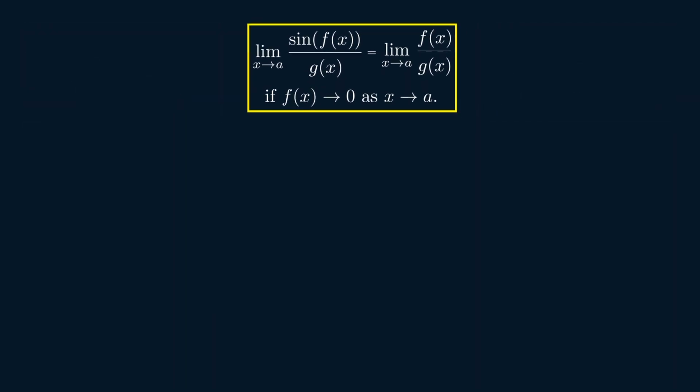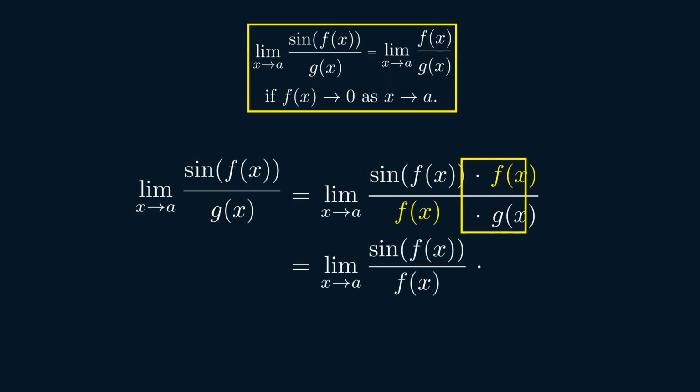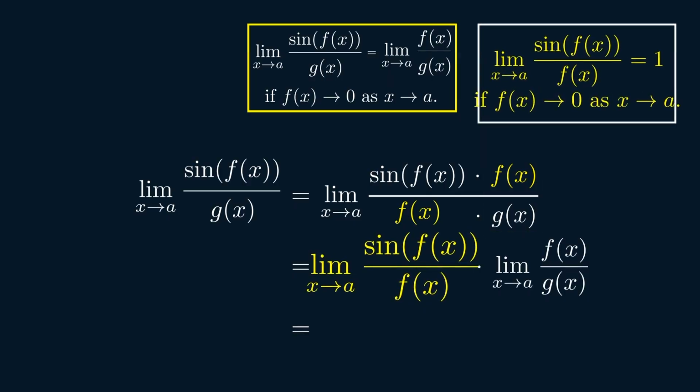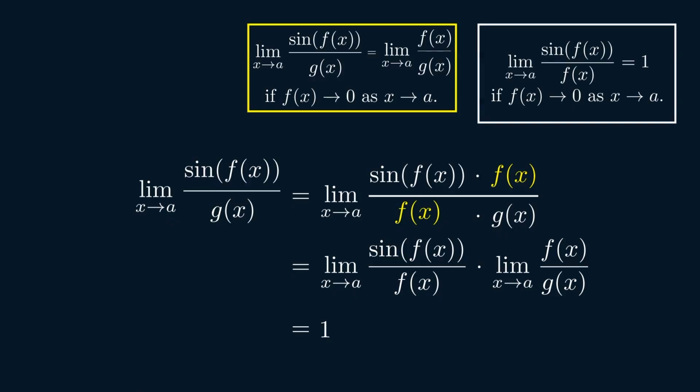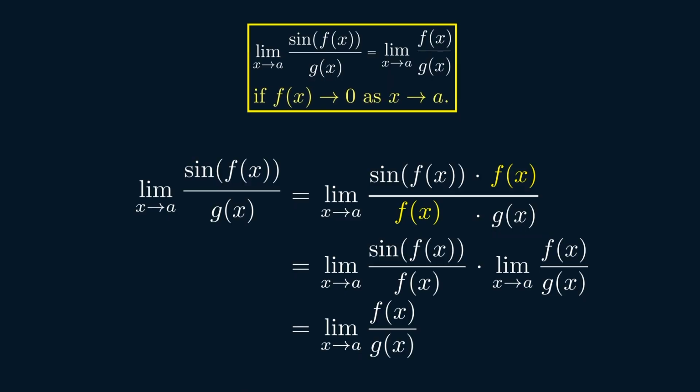Let's see why this generalized rule works in the most common case, when dividing by f of x is valid when we take the limit. We begin by multiplying both the numerator and denominator by f of x, and split the limit. As discussed earlier, the value of the first limit equals 1, which when multiplied with the second limit gives us the desired result.